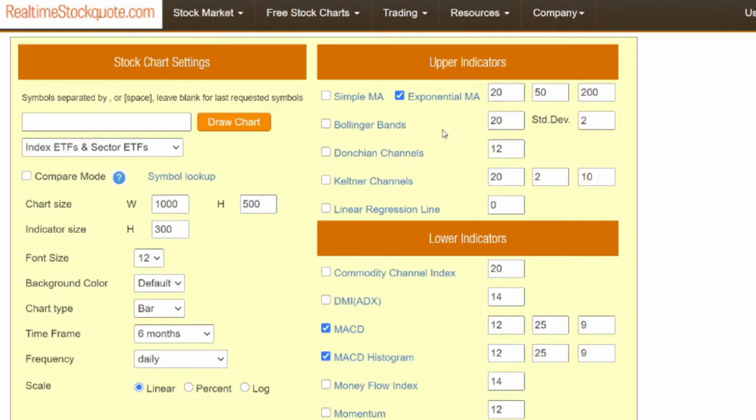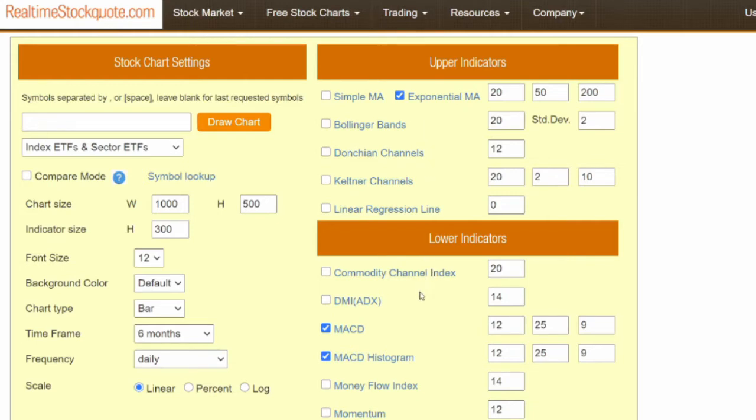Now, I believe that all these settings are the default settings. I've been using this website for years and years, so I'm not sure if my settings are the default. But I would say stick with the default, whether or not I use those settings.